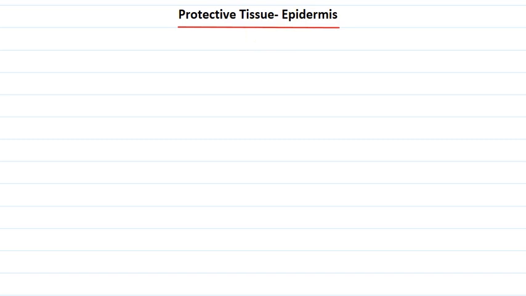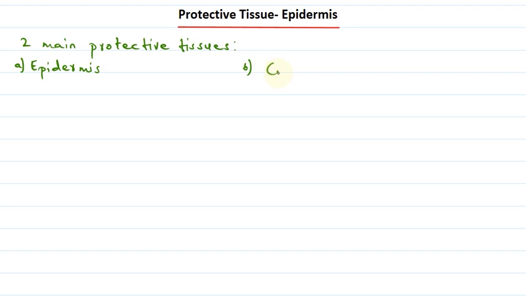So there are two main protective tissues. And what are these two main protective tissues? One is the epidermis, and the other one is called the cork. So today in this section we would be focusing on the epidermis, which is one of the types of the protective tissue.